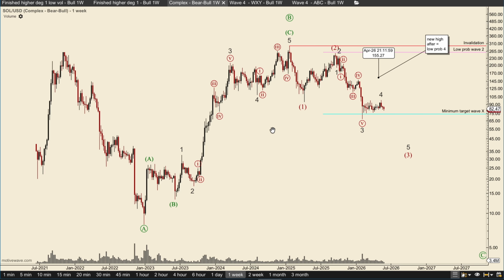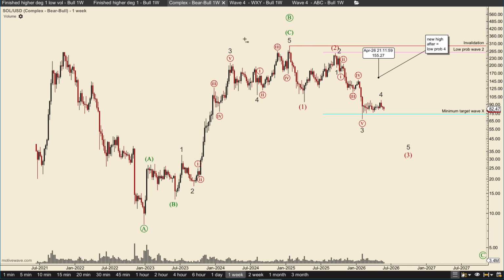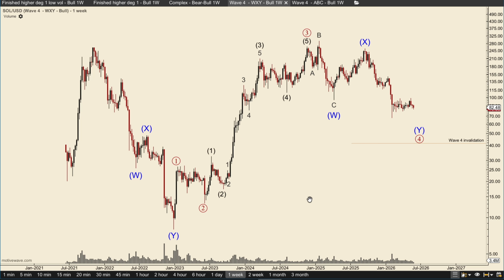So the alternative to this is counting this as an ABC for a wave B. So A, B, an expanded flat, and then you're looking for a wave C. So 1, 2, 1, 2, 3, 4, 5, 3, 4, 5. And afterwards you are moving up. And the two last options, though, both bullish, are these.